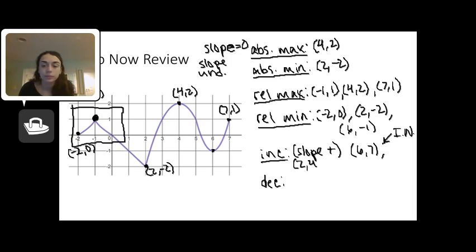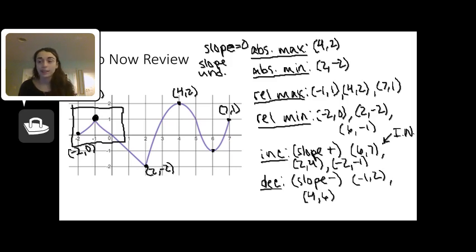Great job, guys. Okay, what about the intervals in which the function is decreasing or has a negative slope? All right, I see between -1 and 2. That's great. And then we also have between 4 and 6. And then anything else, guys? That's right, that is it. Great job, guys. All right, we're going to move on from here.